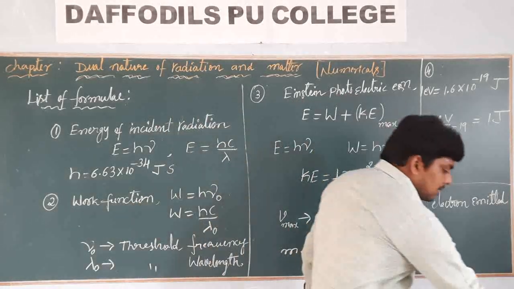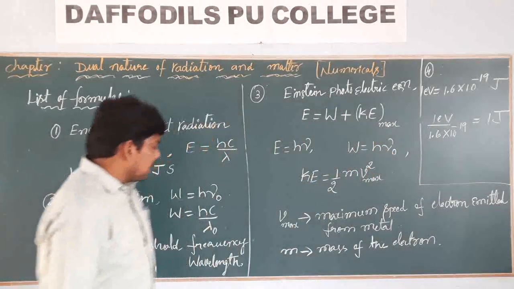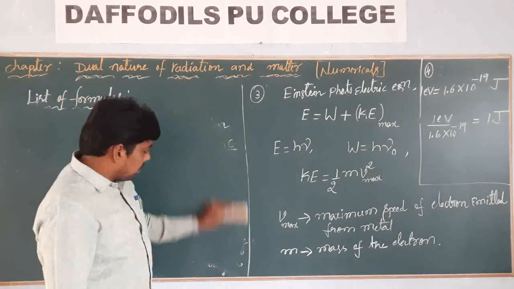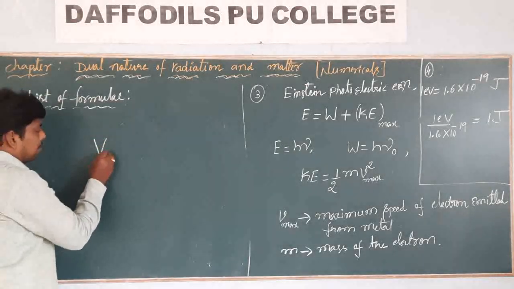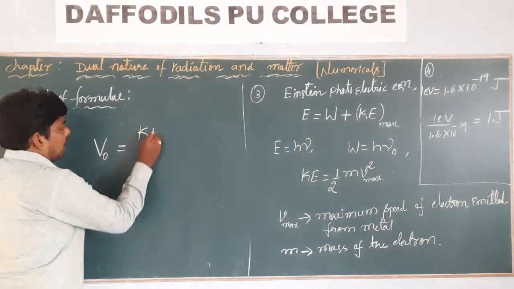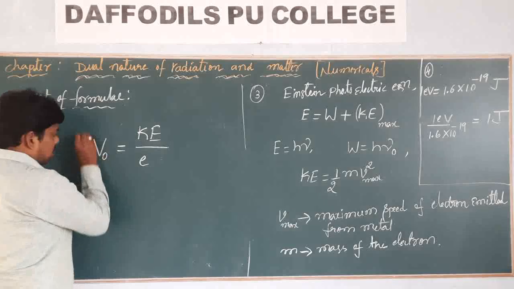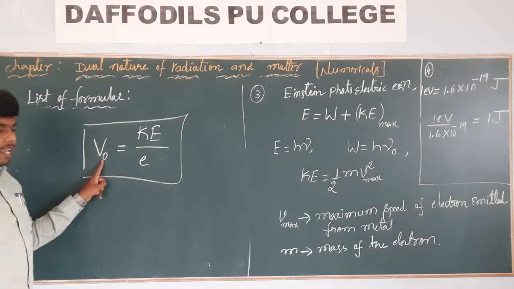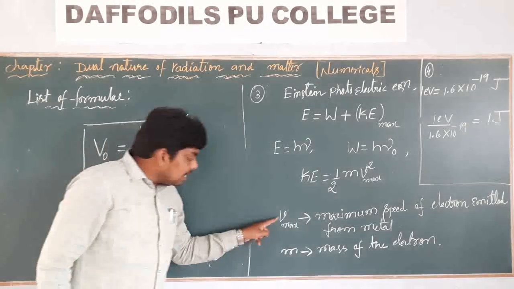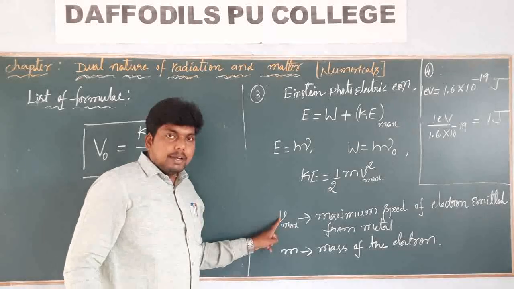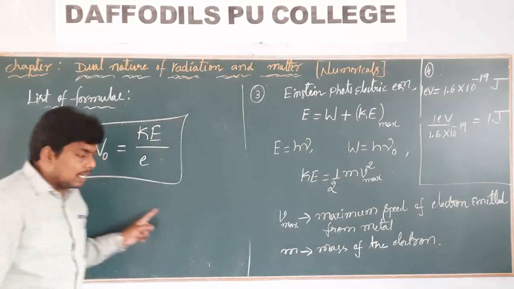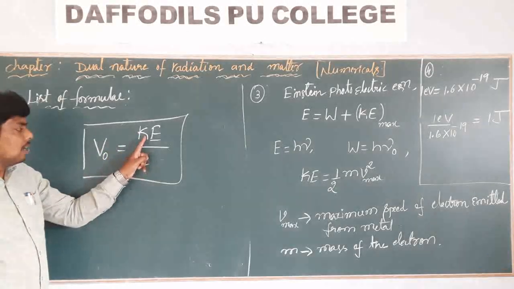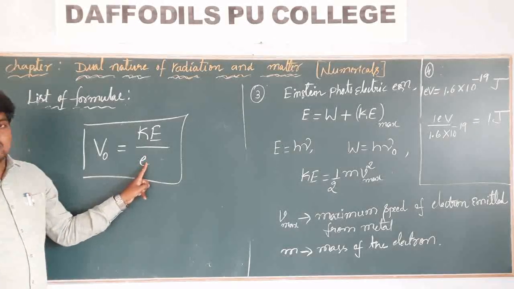And one more formula is about the stopping potential. Can you tell me the equation for the stopping potential? Stopping potential is given by V naught is equal to kinetic energy divided by the charge of the electron. Stopping potential is indicated by the symbol V naught. If you use a small v, that indicates the speed. If you use the capital V, or V naught, that indicates the stopping potential. K is the kinetic energy. E is the charge of the electron.